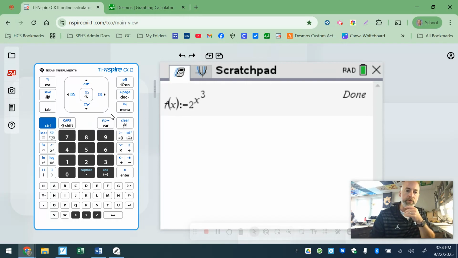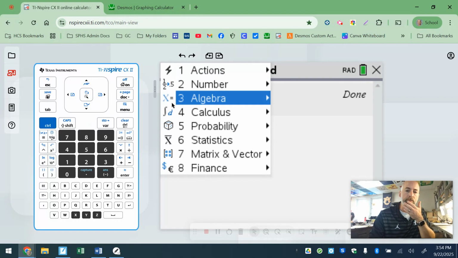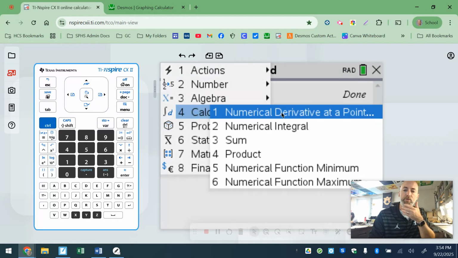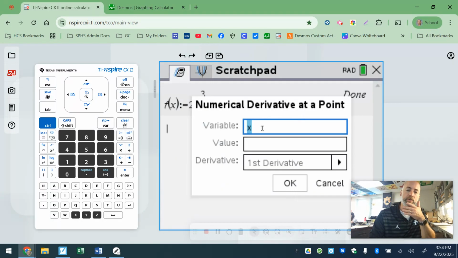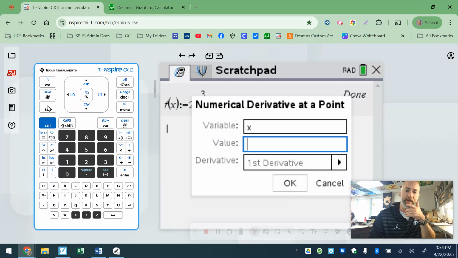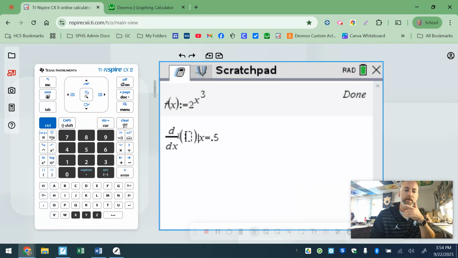And then to compute the derivative, I'll go menu, calculus, numerical derivative at a point. For me, it's option 1. If you have a CAS-capable calculator, it's going to be option 2. But you want to choose derivative at a point. The calculator will ask you what variable you want to use. I always stick with x. I want to plug in the x coordinate of 0.5 into the first derivative, and I'll click OK. And now we simply type in the equation, which I have stored for f of x.